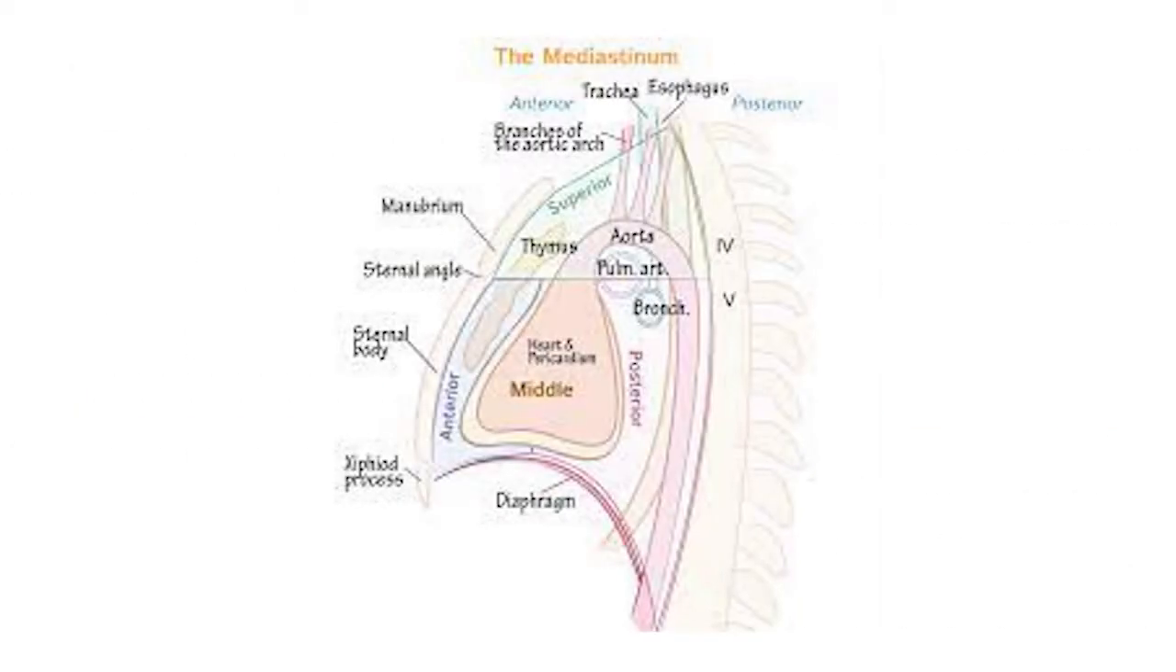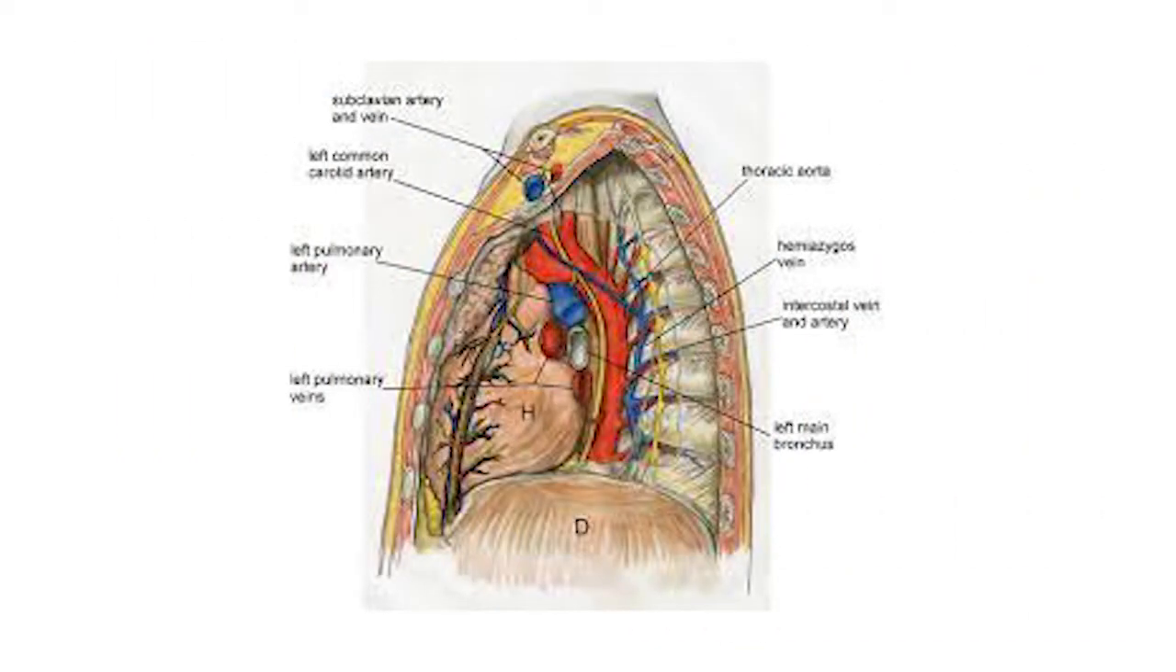Dear students, here is a good picture showing the mediastinum, which I describe to you. The surgical anatomy of the mediastinum is clearly seen in this picture. The branches of the aortic arch, sternal angle, sternal body, xiphoid process, diaphragm, and the inferior, posterior, and anterior sides of the mediastinum are clearly seen. Now this is the second image where the subclavian artery and vein are clearly seen. The left common carotid artery is also seen. The left pulmonary artery, left pulmonary veins, bronchi and aorta are clearly seen.